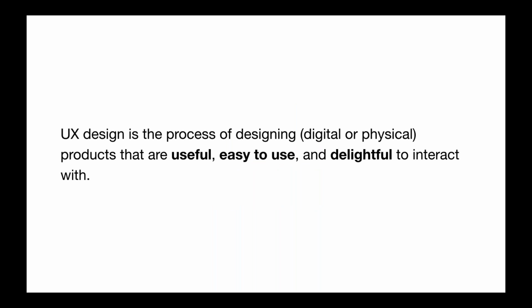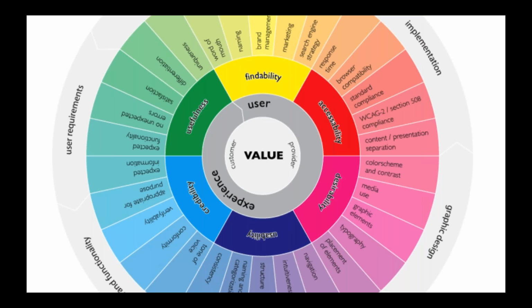User experience design is the process of designing digital or physical products that are useful, easy to use, and delightful to interact with. It has many dimensions, and it includes a bunch of different disciplines such as interaction design, information architecture, visual design, usability, human-computer interaction, graphic elements, typography, navigation, structure. But let me try and make a clearer picture for you of what that really means. At its more simple form, UX can be broken down into three key areas.